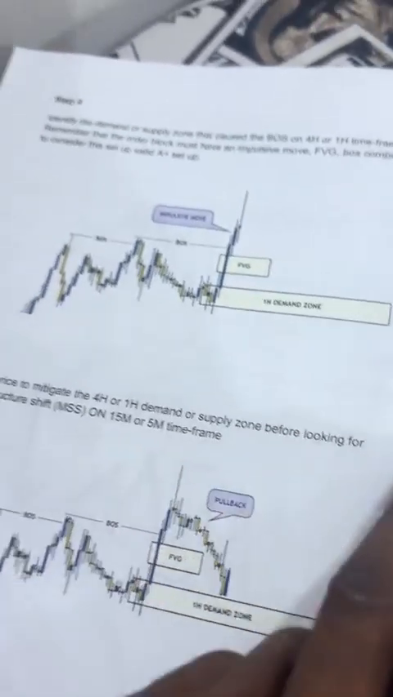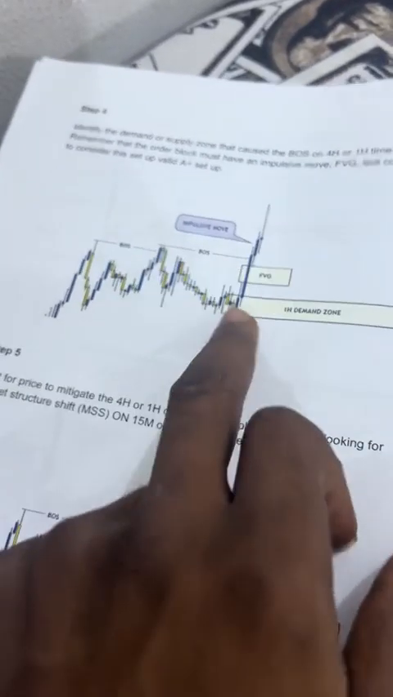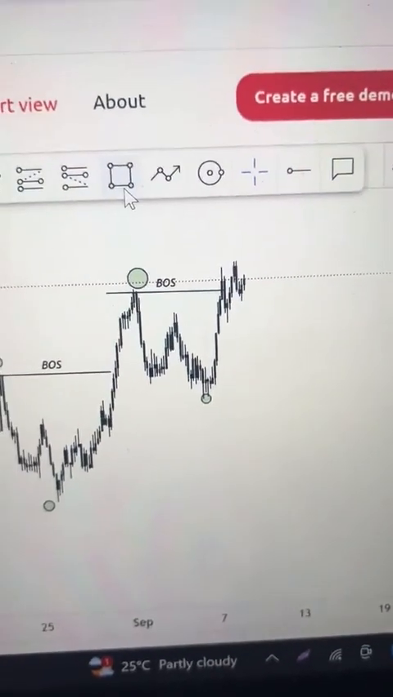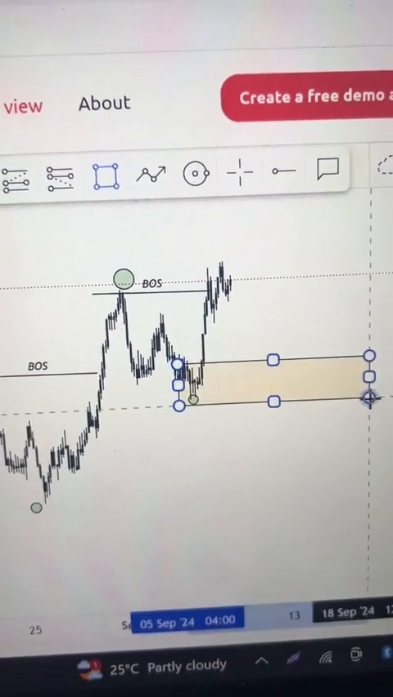Now once you identify the recent break of structure, the next rule says mark out the demand zone on the 4-hour, which connected those swing highs and the fair value gap. And don't forget, there must be an impulse move. Let's go back to the chart and see if we have that there. So we have this 4-hour demand zone here.